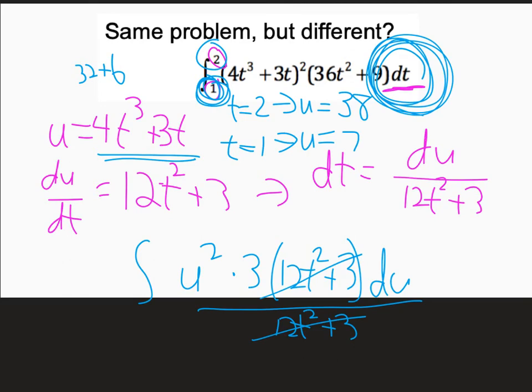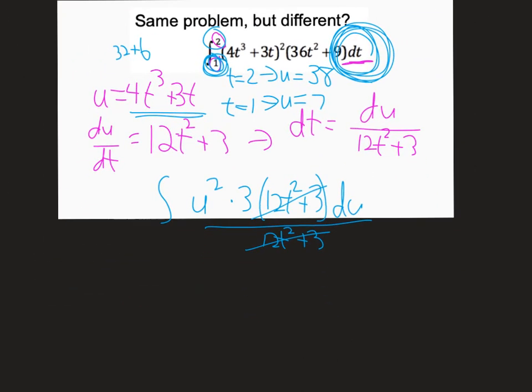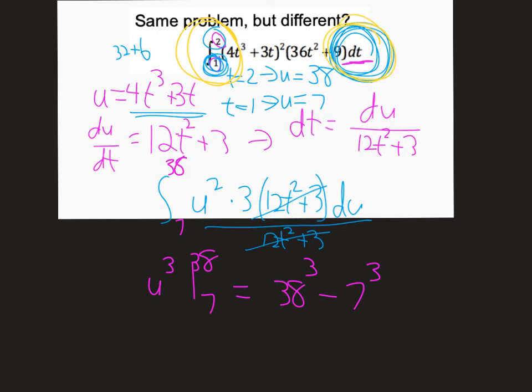All right. Now let's finish the problem. So what we can do is we can say, well, we already figured out that was u cubed, and we're going from 7 to 38, so use our evaluation bar, 7 to 38. So it's the cube of 38, not cube root, minus the cube of 7. And that should be our result. So the only real difference was the numbers we had to deal with. And the big change that we have to pay attention to is they were 1 and 2 when we were dealing with t. They became 7 and 38 when we went to u.